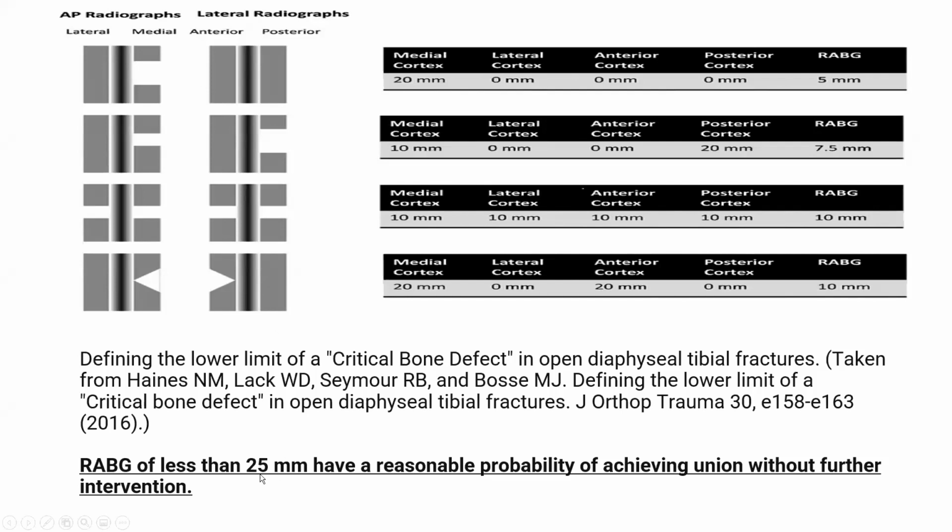And the study found out that an RIBG of less than 25 has a reasonable probability of achieving union without further intervention. However, if the RIBG was 25 or more, the patient will have a 100% chance of non-union. That's how strong the study is. So when you think about it, it's not easy to achieve. You have to lose a lot of bone to have an RIBG of 25. However, having this cutoff makes it very easy for us to deal with this fracture.